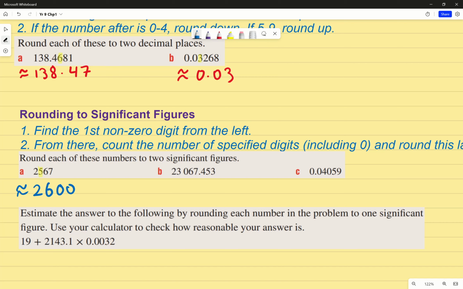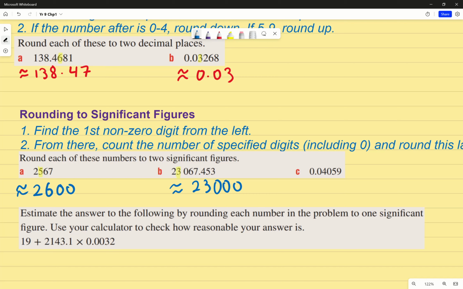For this next one, we've got 23,067.453. Again, first step is to find the first non-zero digit. In this case, it's just the first digit, 2. I'm going to count. I know that 3 is our second significant digit. So then I round. The digit after that is 0, so I keep it down to approximately 23000. So that's about the same. I'm pretty happy.